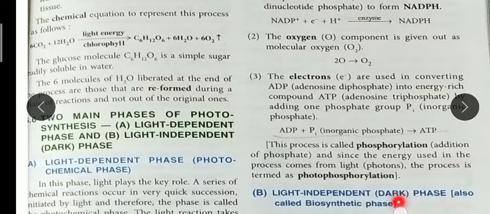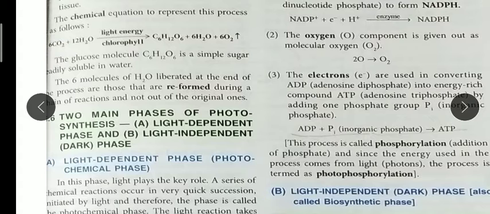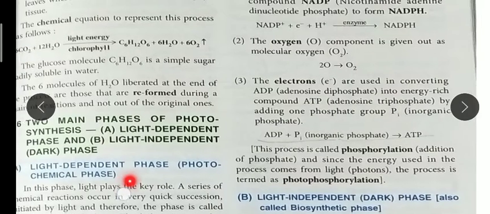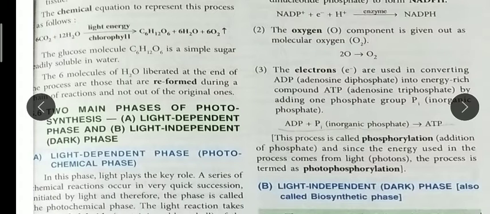Now why is it called the photochemical phase? Because light energy absorbed by the chlorophyll pigment performs the photolysis of water during this first phase, and due to that hydrogen ion, oxygen and electrons are released. So these electrons are very important for photophosphorylation. So this is all about the light dependent reaction. I will explain you further.